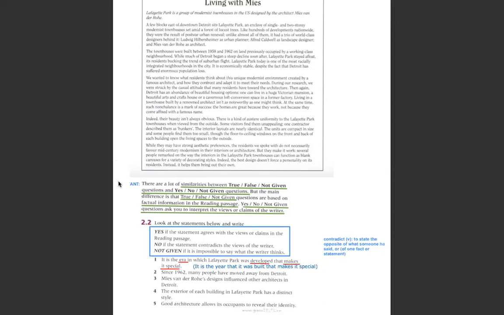So just type yes, no, not given in the chat box. So number 1. What this question is asking is what year or period of time, is it the year or period of time that it was built that makes it special? So you should find your answer for this in the first paragraph. So please type yes, no, or not given in the chat box. What's your answer for number 1?